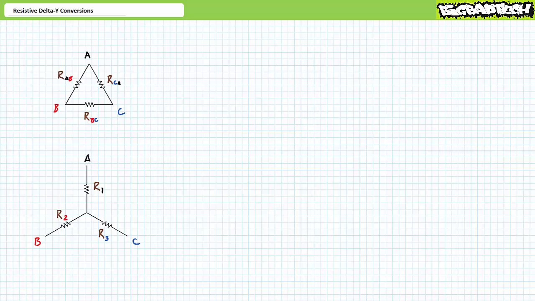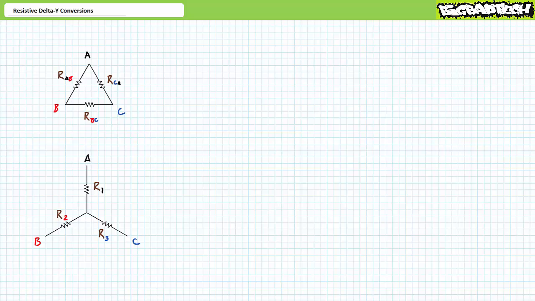In summary, draw a map. Use the map. Use the formulas accompanying the map. If you follow these simple steps, you cannot get this wrong. Delta to Y conversions and vice versa are a simple matter of following directions and staying organized.